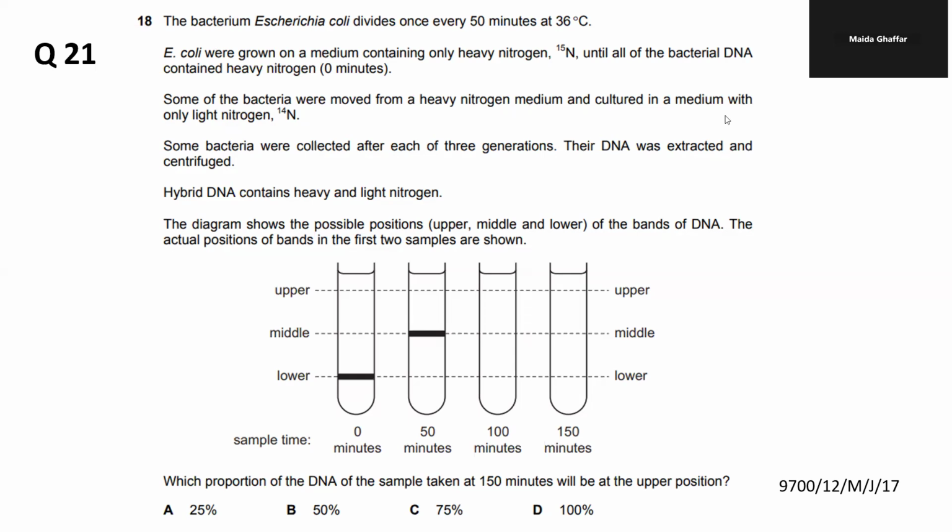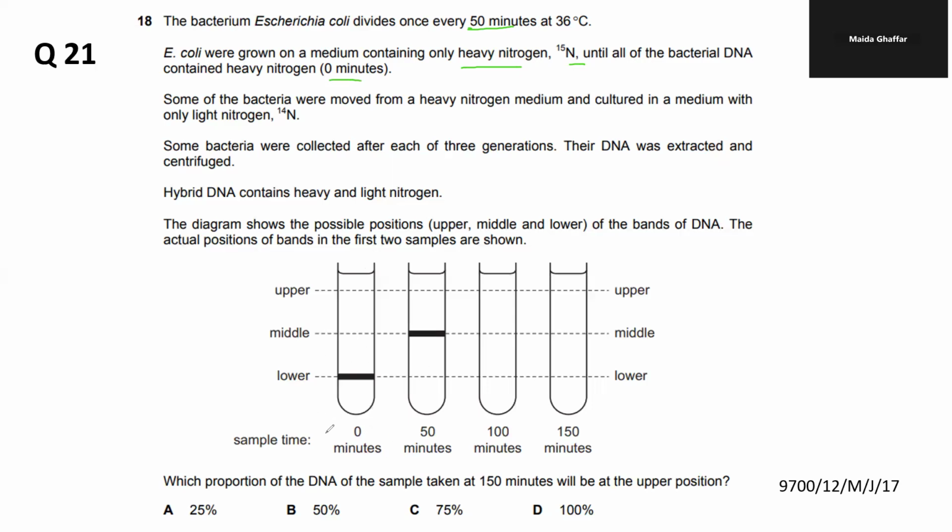The question is displayed in front of you, so have a thorough reading of it. The bacteria E. coli divides once every 50 minutes. That is one important key term that is mentioned: 50 minutes at 36 degrees Celsius. E. coli were grown on a medium containing only heavy nitrogen, N15, and the bacterial DNA contains heavy nitrogen at 0 minutes. It means that here the diagram is being displayed.